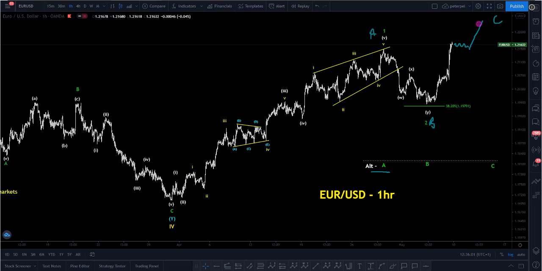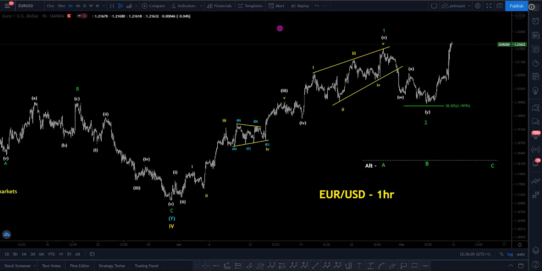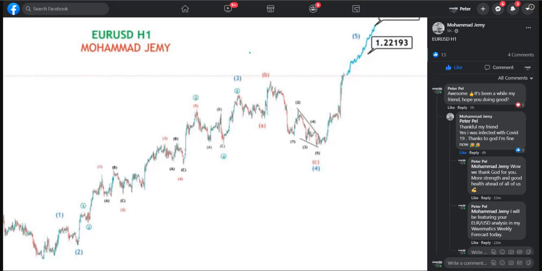Alternatively, there is also another count, but I would like to share the chart of a very good friend of mine, Mohammed Jenny, who is also in the Forex and Crypto Legends. His charts are very beautiful, so I decided that, to share not only my charts, let me feature his charts because it coincides with my third wave count. So what Mohammed posted in the Forex and Crypto Legends Facebook group was this.